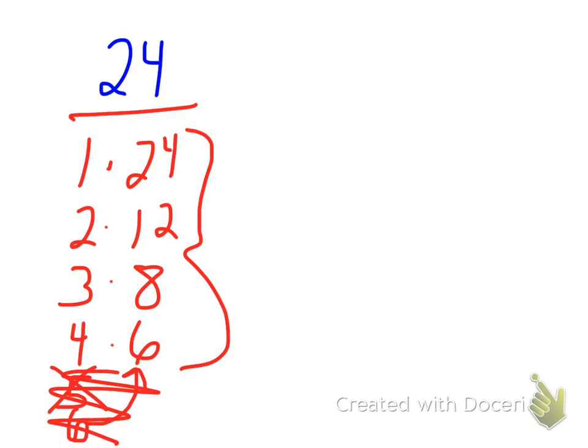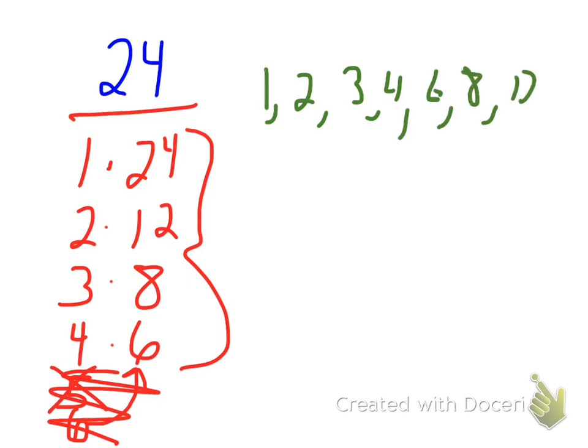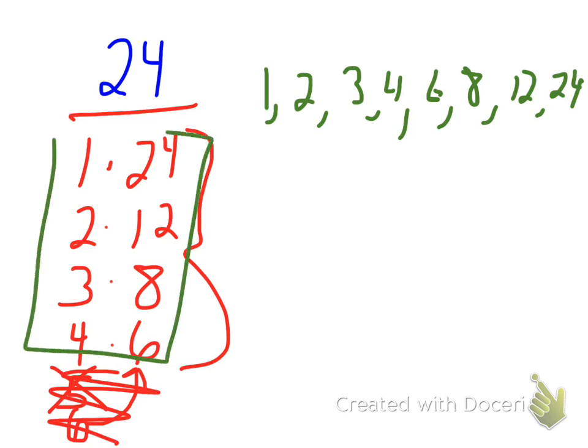You also may notice I'm not writing them out as 1, 2, 3, 4, 6, 8, 12, and 24, which is true. That is the list of numbers that are factors of 24. But again, for what we're going to be doing in the future, this is how I'm writing them for now.